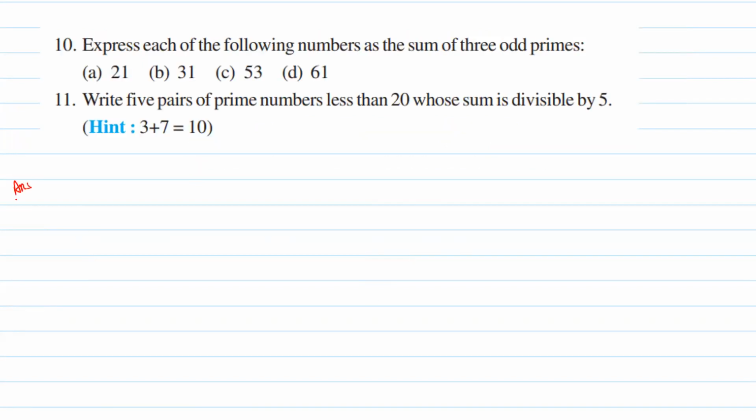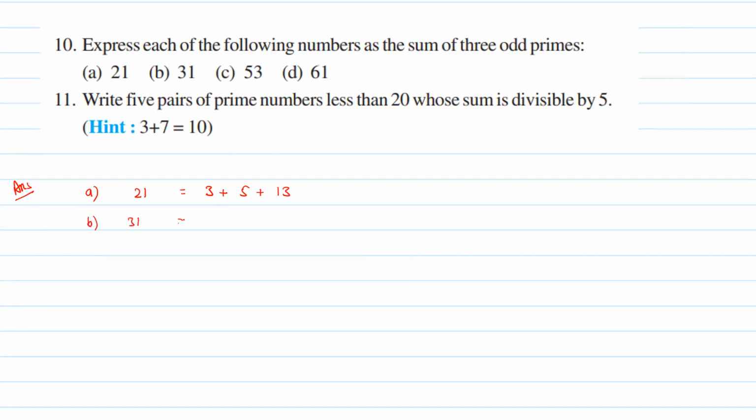Answer 10. Express each of the following numbers as the sum of 3 odd primes. Now you have to write 3 odd primes. In the previous question, we did 2 odd primes. In this, we have to do 3 odd primes. So the first part is 21. 21 can be written as 3 plus 5 plus 13. If we add it, it will be 21.